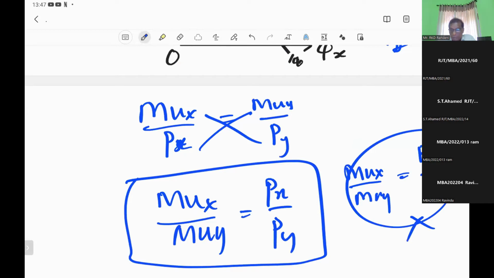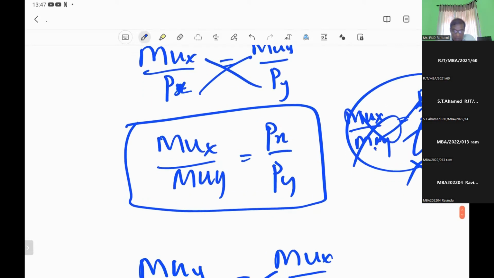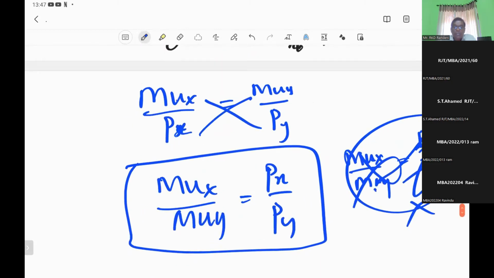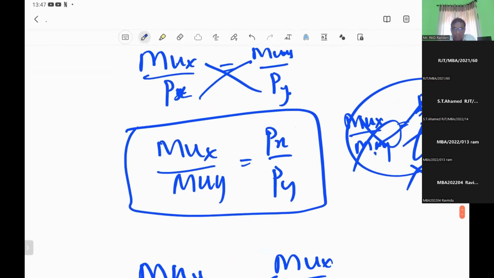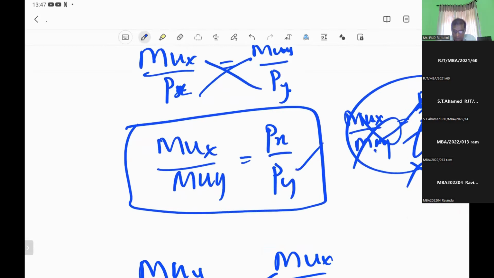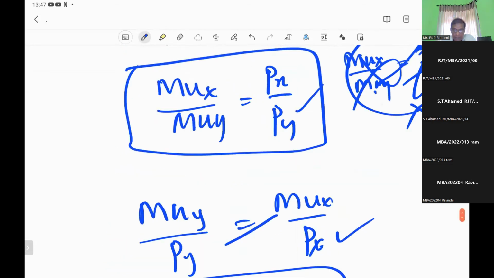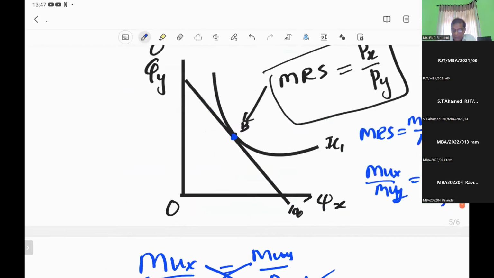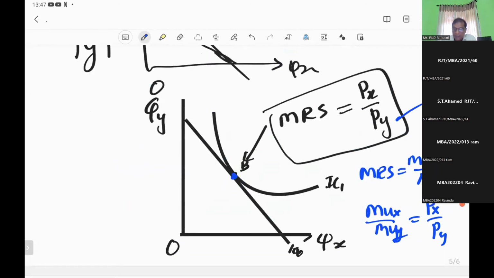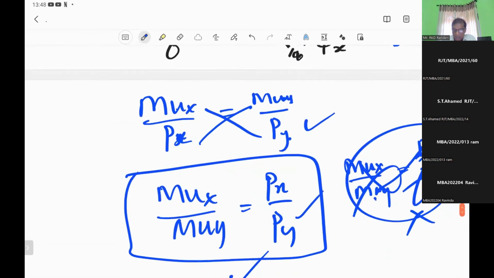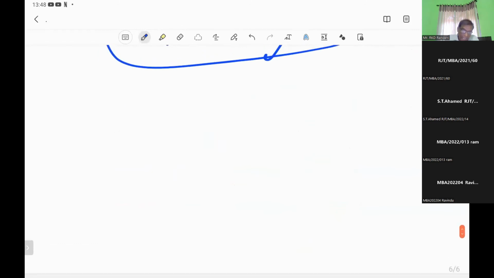Because cross multiply, then PY comes to this side, then MUX divided by PY. No, it is wrong. Then here, MUX divided by price of X, MUY divided by price of Y. Then cross multiply, you can get this, right? Then MUY divided by PY, MUX divided by PX. This is also correct. This is correct. These are correct. But this is wrong.